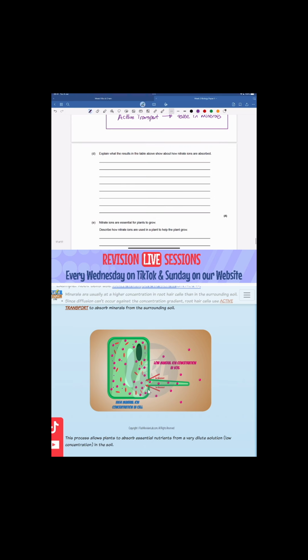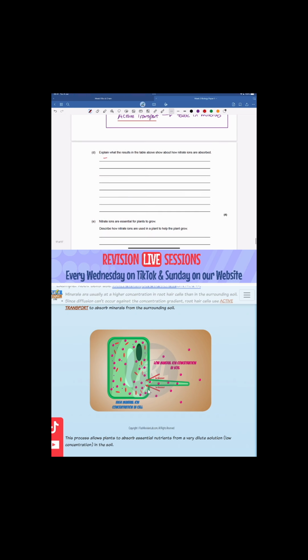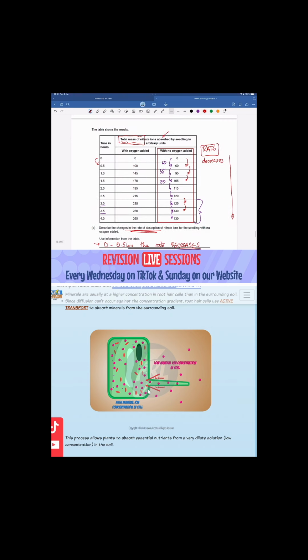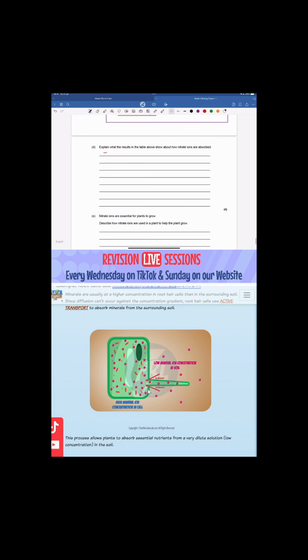So the question is all about active transport. Does anyone know how oxygen is related to active transport? Why don't you guys answer that while I write this down? What about transpiration? No, this question has nothing to do with transpiration because it's nothing to do with water being lost. This is all about ions being taken up through the soil. So you don't need to mention transpiration.